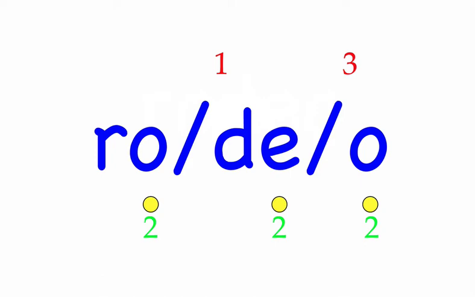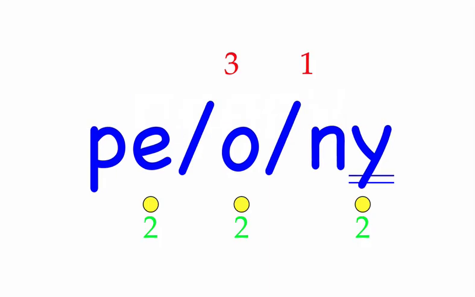Peony. The peony is a beautiful flower. Now for spelling, pronounce it pe-o-ny. Pe, two sounds. P-E. O, one sound. Ny, two sounds. N-E. Pe-o-ny. Mark the word. Again, E-O does not join together and form a team, so we divide between the E and O according to syllable rule 3.